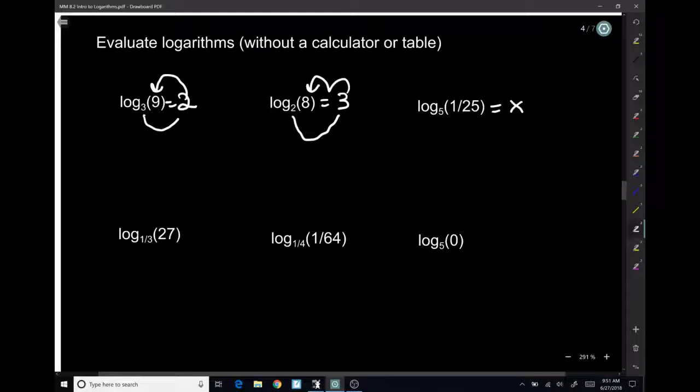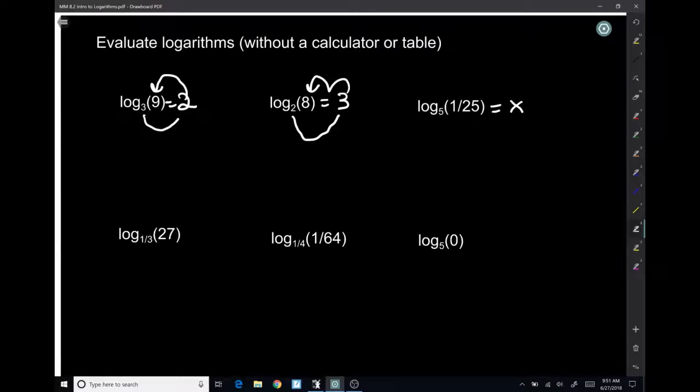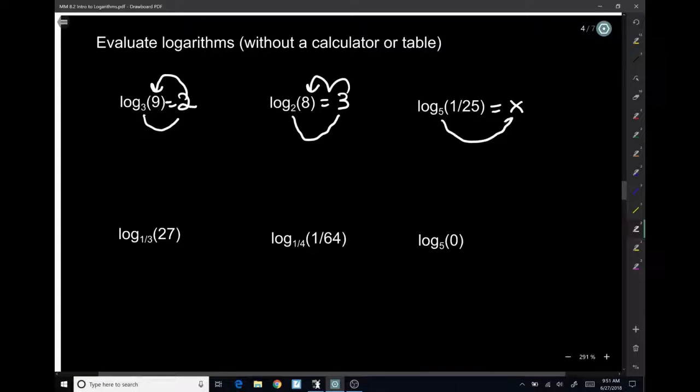What you can do if you're stuck is you can just say it equals x, right? Like we know this equals something, we're just not sure what it is yet, so put an x there. And then you can think, okay, 5 to some power is 1 over 125. Convert to exponential form. What is that power?